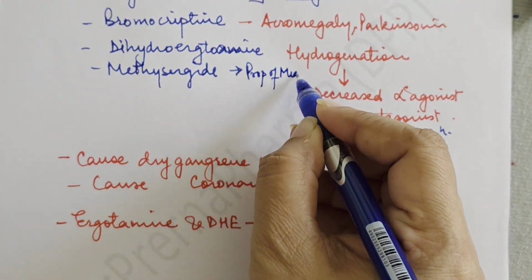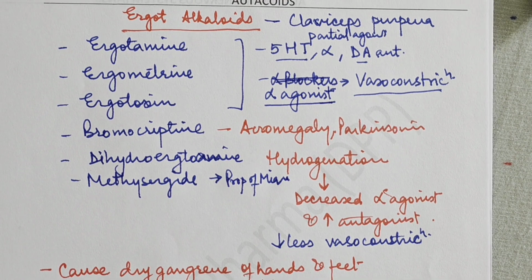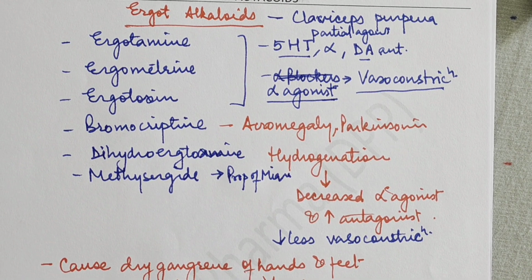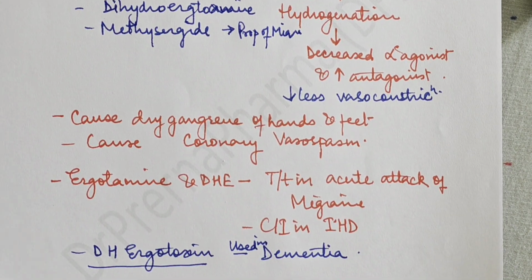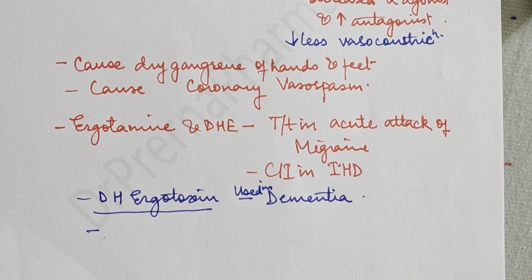Okay, so this is about the ergot alkaloids, ergometrin, ergotamine, ergotoxin, bromocriptine, ये सब होते हैं. इनके अंदर alpha agonistic, 5-HT partial agonistic and dopamine antagonistic action होती है, and they cause vasoconstriction, because of which they can cause dry gangrene, and they are used in treatment of acute attack of migraine, but are contraindicated in ischemic heart disease. Now let's see migraine.